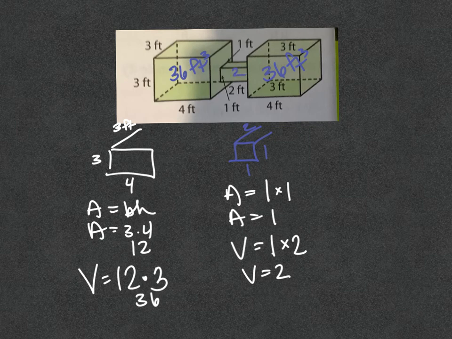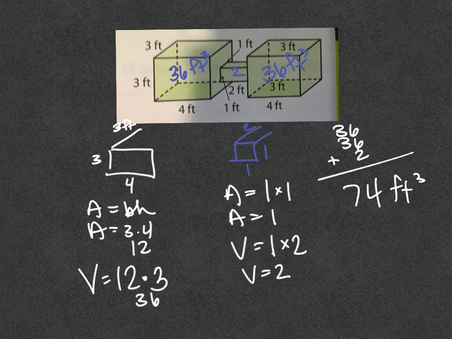And now I just add those together. 36 plus 36 plus 2 cubic feet is a total of 74 cubic feet. So that was 36 plus 36 plus 2, the volume of each of those prisms separately added together.